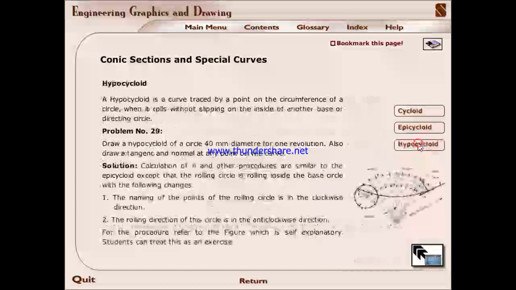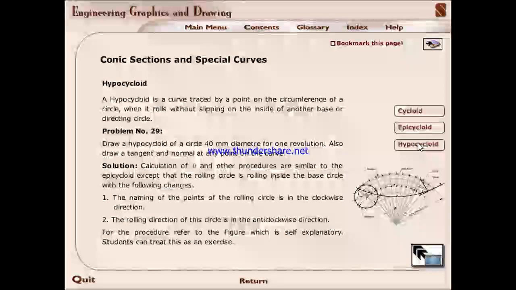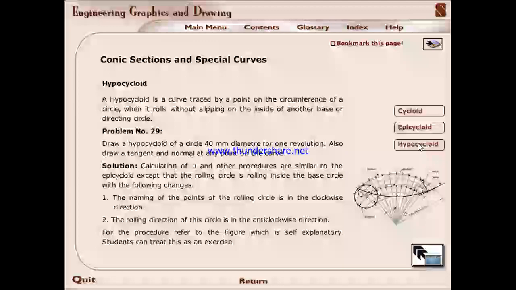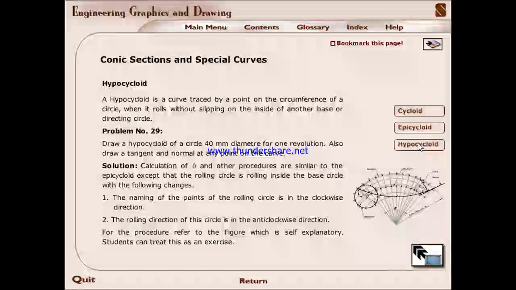Now, hypocycloid. Hypocycloid is a curve traced by a point on the circumference of a circle when it rolls without slipping on the inside of another base or directing circle. This we will learn through problem number 29. Draw a hypocycloid of a circle of 40 mm diameter for one revolution. Also draw a tangent and normal at a point on the curve.